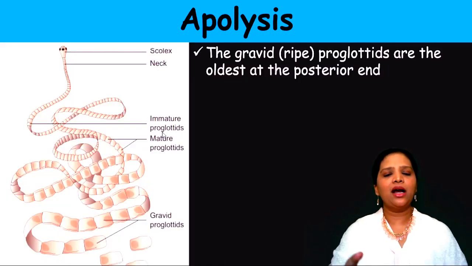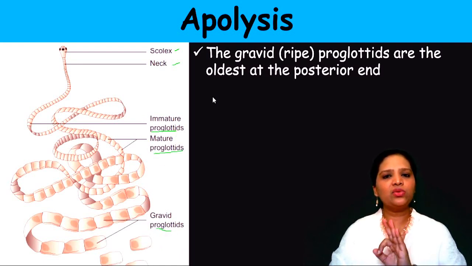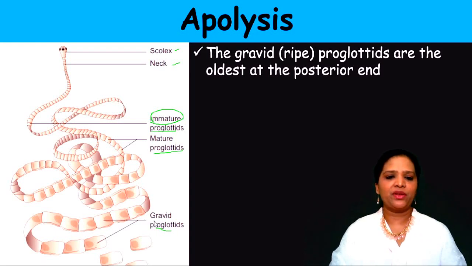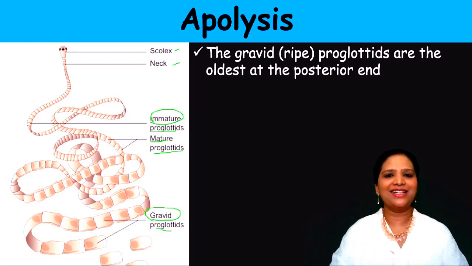Okay, so let us see how it reproduces. This is the scolex, the small part at one corner, that is the head. Head is called scolex, then the neck, and these structures. These body structures are called proglottids. See, the proglottids have stages. Whichever area is closer to the neck, they are called immature proglottids. Whichever areas are very far, at the posterior end, the very end of the organism, they are called gravid proglottids. In between them are the mature proglottids. Okay, so three stages of proglottids are present in this organism.